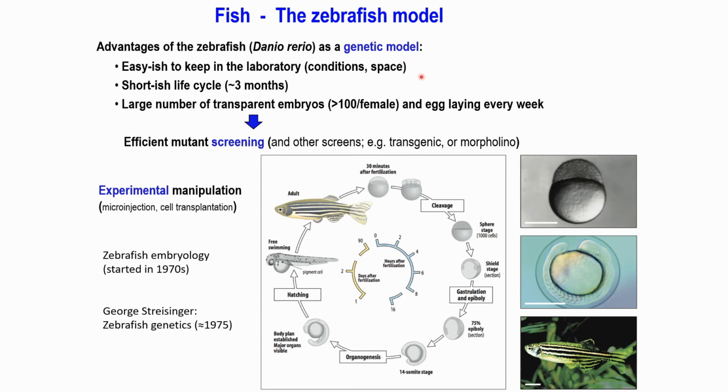Fish, we can't go anywhere without mentioning fish here. The zebrafish model is easiest to keep in the laboratory. It does take a lot of space with the tanks and the water, but it's relatively easy. They have a relatively short life cycle, about 3 months, so about the same as mouse. They give a large number of transparent embryos, and that's really a plus, that you can get so many eggs, and you can control the fertilization of them. And these can be used for efficient mutant screening.